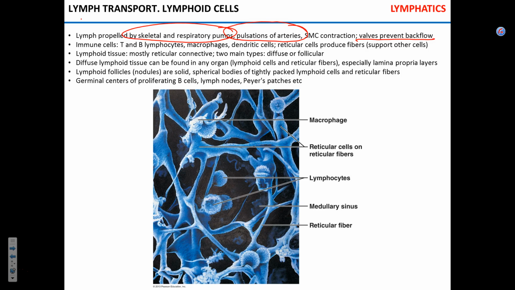So lymph flows through the lymphatic vessels and eventually ends up in the lymph node, where it will be filtered through the mesh of reticular fibers. Reticular fibers are produced by the reticular cells. It's basically specialized types of fibroblasts. Okay? And in that mesh, you're going to find lymphocytes, B and T cells, that we just discussed, and the macrophages.